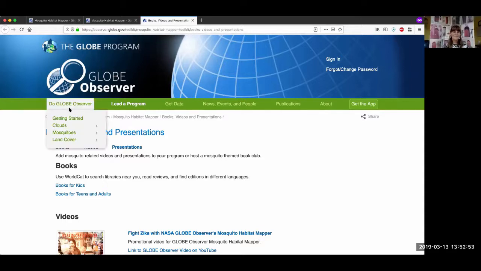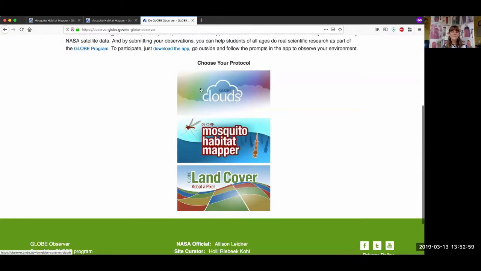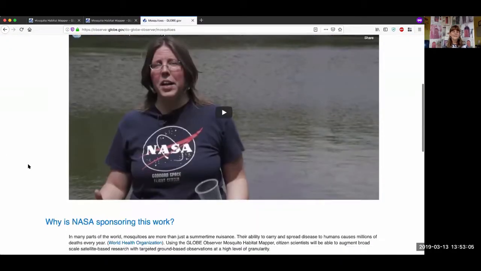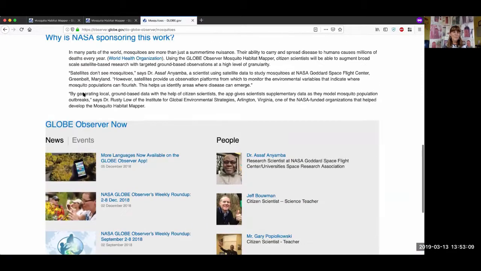observer.globe.gov. And then you can also share, of course, the resources for independent observers. And there is some overlap, but you will see we have more information. You'll be able to see news, events, and people that are involved in these projects.